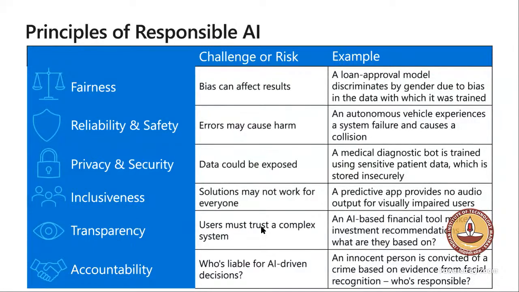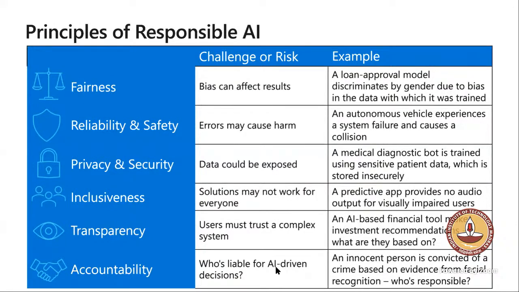So transparency. What is transparency? Whatever decisions or predictions I'm making should be very transparent to everyone. Because if too much complexity is there, then people might not believe in you or your product.